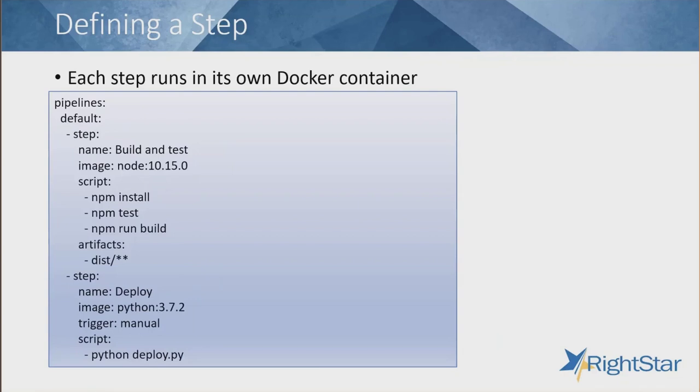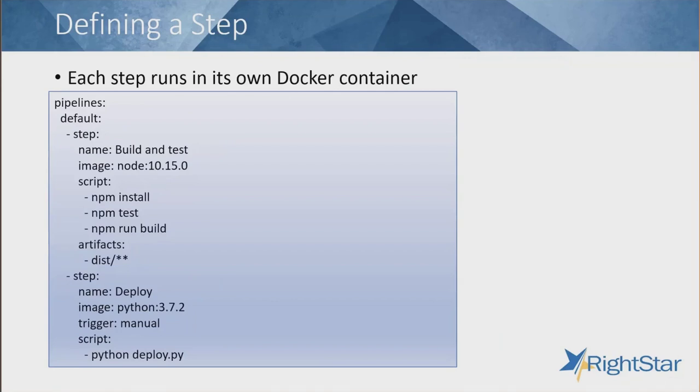And we're running these commands. We're going to first do an npm install. We're going to then test. We're going to do a run and build. And the output of that are the artifacts. We basically say everything that gets built into the dist directory is going to be an artifact that we're going to be able to use later if we want in our code.